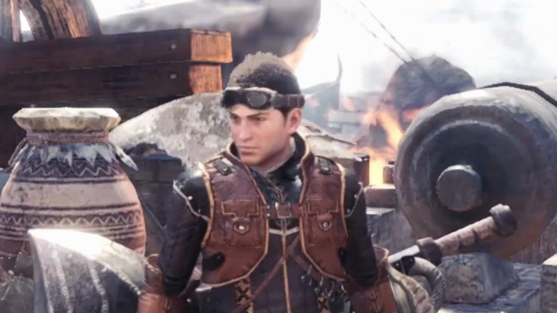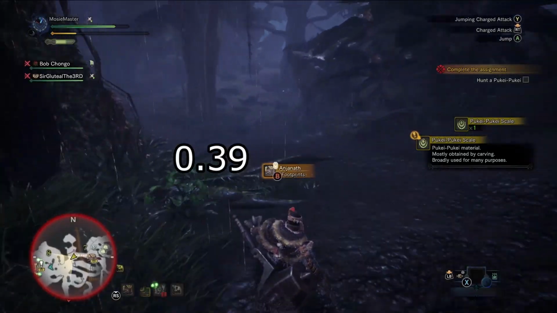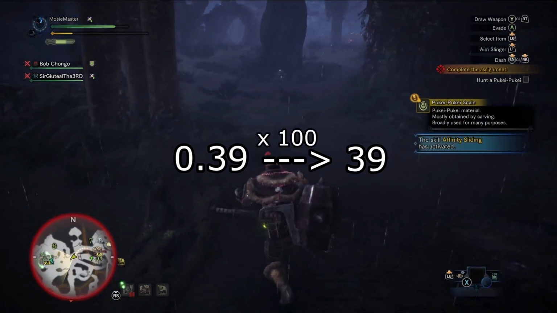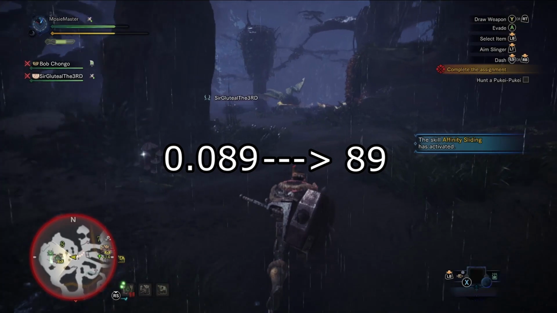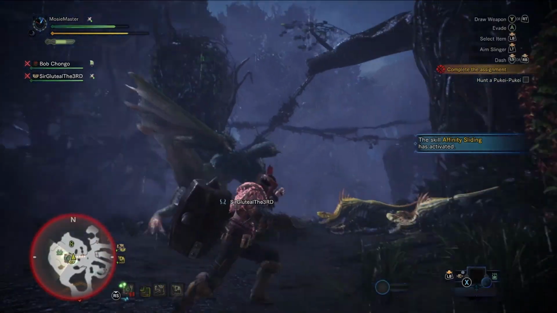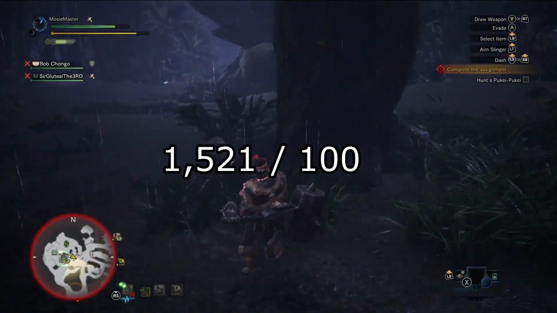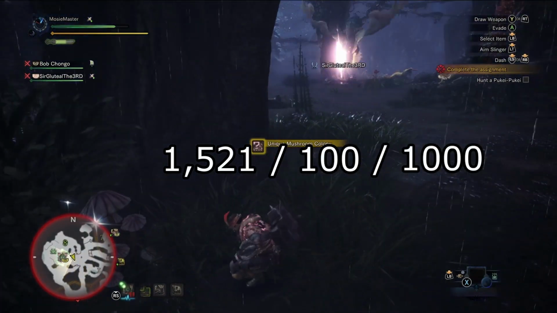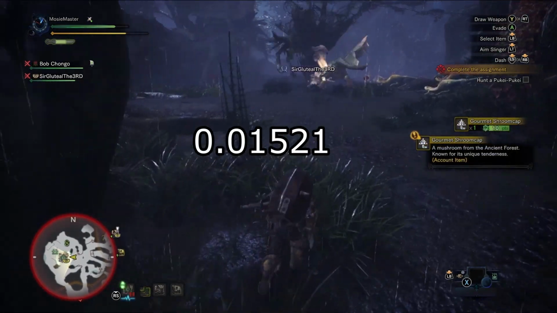Now, let's take a look at these problems side by side. How do we get from 0.39 to 39? We multiply it by 100. And how do we get from 0.089 to 89? We multiply by 1,000. So, with this same logic, we have to take 1,521 and divide it by 100 and by 1,000. Once we divide them all together, we get 0.01521.